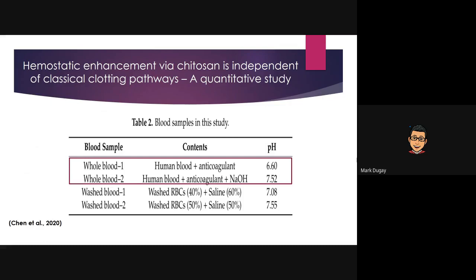Whole blood 1 sample behaves like an acid, and its pH was 6.6, which is less than the pH of human blood, around 7.5. Whole blood 2 sample is a mixture of human blood, anticoagulant, and sodium hydroxide, which was added to adjust the pH to 7.52, around normal blood pH.